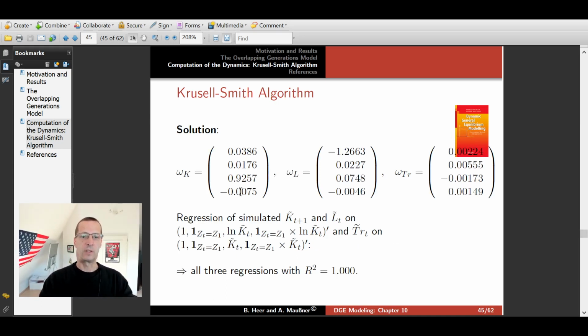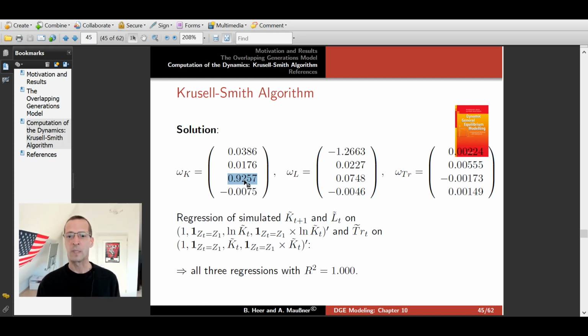And as you can see here, we have the autoregressive component 0.9257 of the capital stock. So the log of capital stock next period is 0.9257 times the log of the capital stock this period. We have a stable relationship here. So the autoregressive parameter here is 0.92.